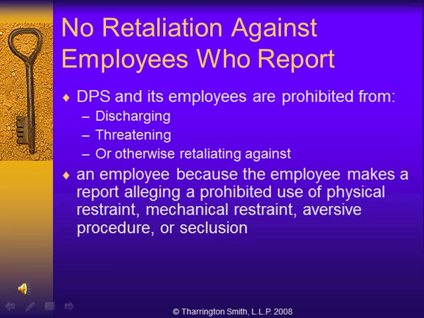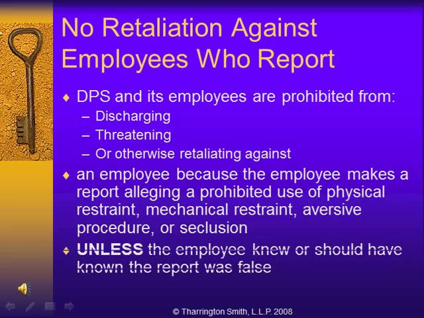The only exception is if the employee knew or should have known that he or she was making a false report. In that situation, an employee can be disciplined for making a false report. The purpose of the anti-retaliation provision is to ensure that all employees feel comfortable reporting any time they see improper use of seclusion, restraint, or aversive procedures with a child.